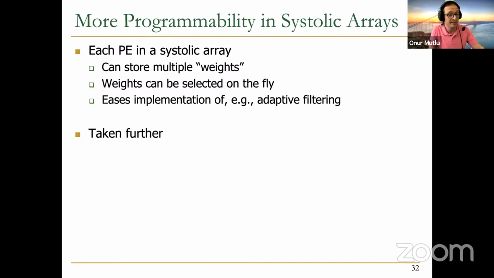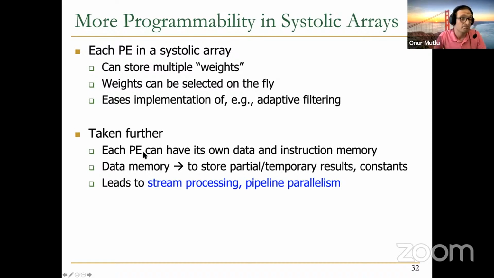And taken further, this idea leads to maybe each processing element can have its own data and instruction memory as well, so that they can store intermediate results, partial results, constants, for example. That would be very useful. And instruction memory, so that you can do some general purpose processing as opposed to being limited to really fixed function processing, right? And this has enabled ideas like stream processing and pipeline parallelism. Basically, you stream data into a set of processing elements that are organized in some fashion.